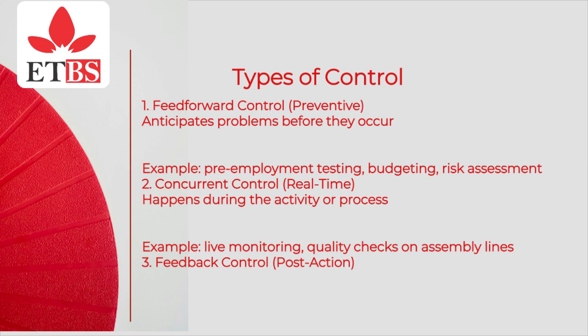2. Concurrent control, real-time. Happens during the activity or process. Example: live monitoring, quality checks on assembly lines. 3. Feedback control, post-action. Takes place after the activity has occurred. Example: financial audits, customer surveys, performance reviews. All three are complementary and should be integrated into a robust control system.